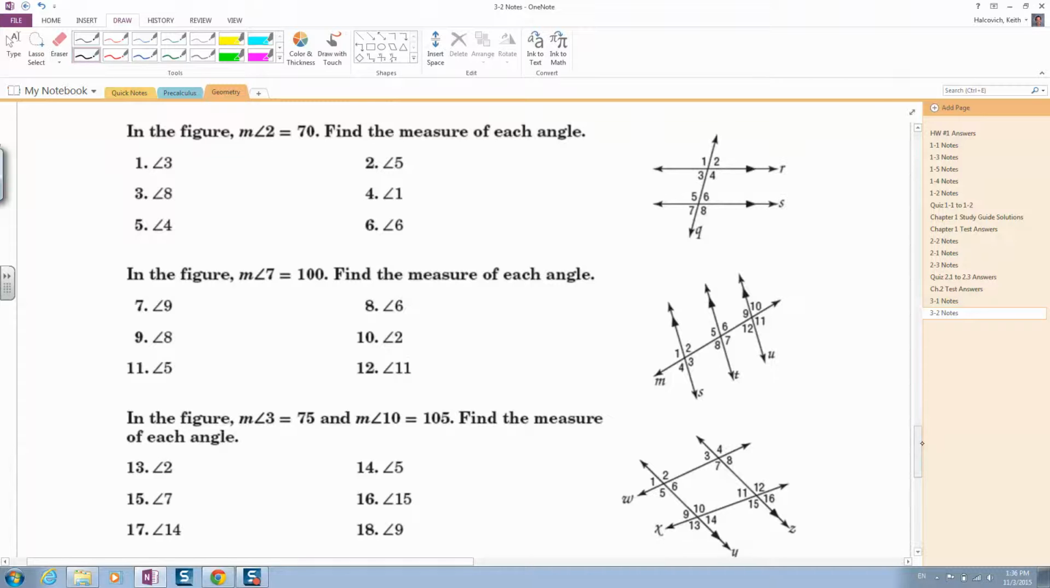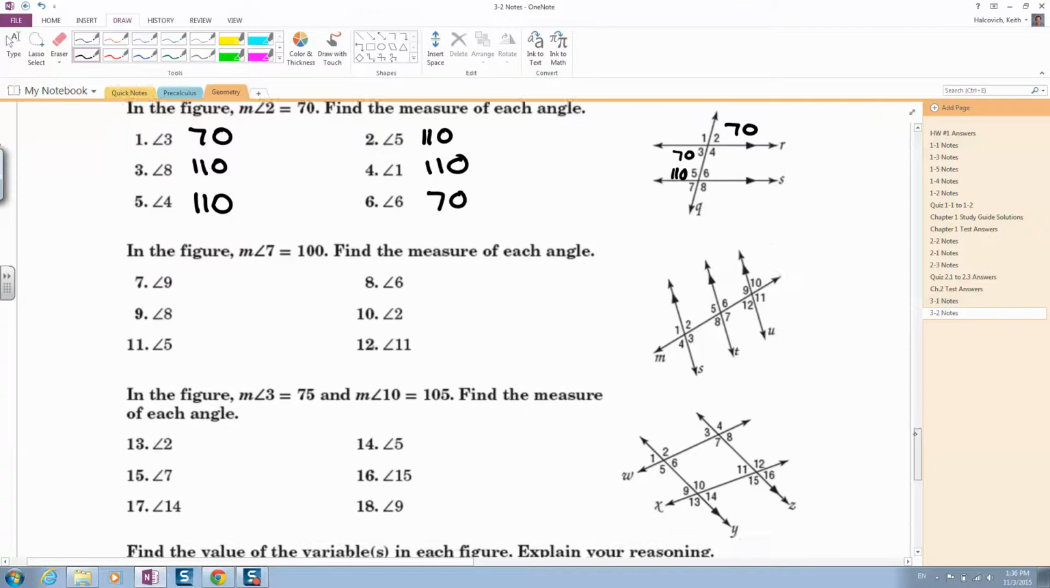So let's look at these here. So if angle 2 is 70, then angle 3 is also 70 because of vertical. Angle 5 is 110 because it's supplementary. 8 is 110 because they're vertical. 1 is 110 because it's supplementary to 70. 4 is 110. And then 6 is 70 because it's either supplementary here or alternate interior, which is congruent.